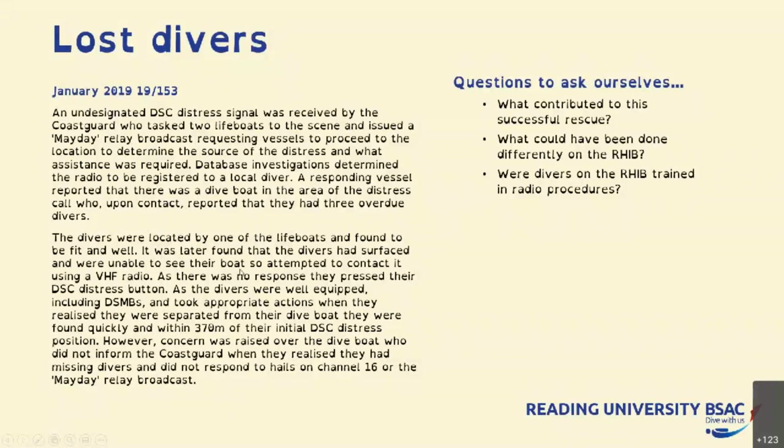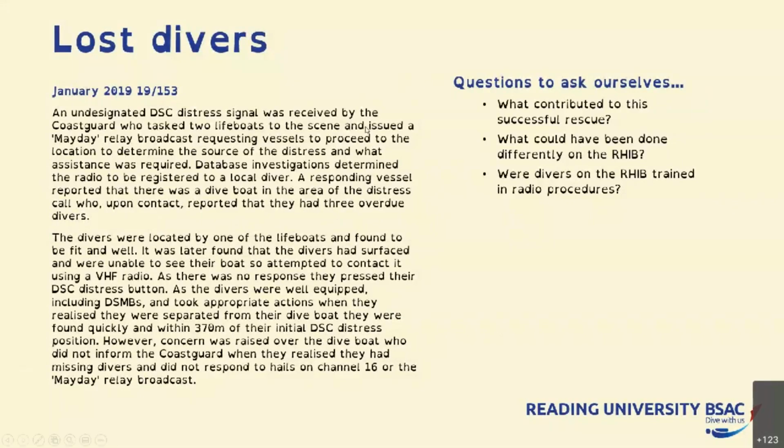But as it happens, those divers had extra equipment that many of us don't have, including a marine radio with them, which ultimately was a serious contributor to them being rescued fit and well.